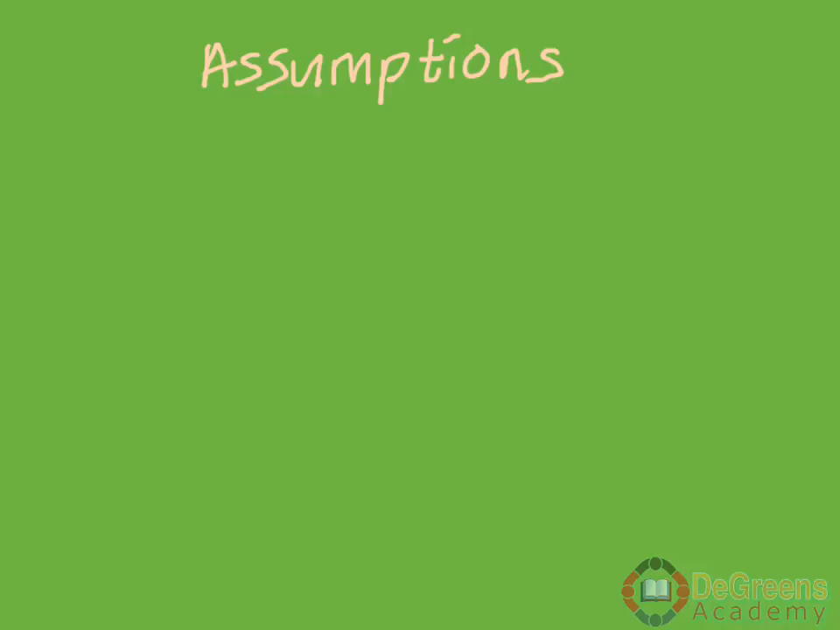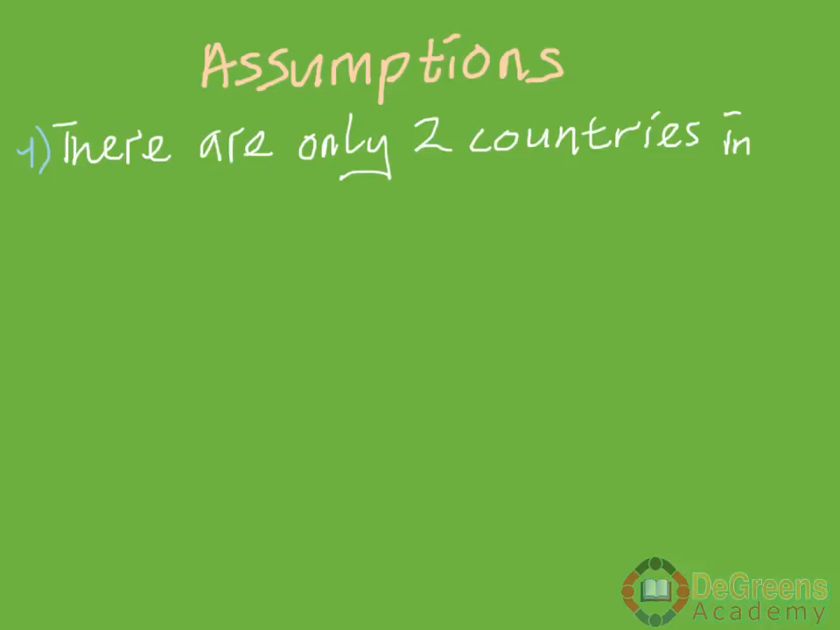These are broad assumptions, and they cover all the theories. So we'll look at the first. There are only two countries in the world. According to this theory, for the case of simplification, or to make it understandable, they have limited the number of countries to two. It's a hypothetical situation, so it should not seem strange to you.